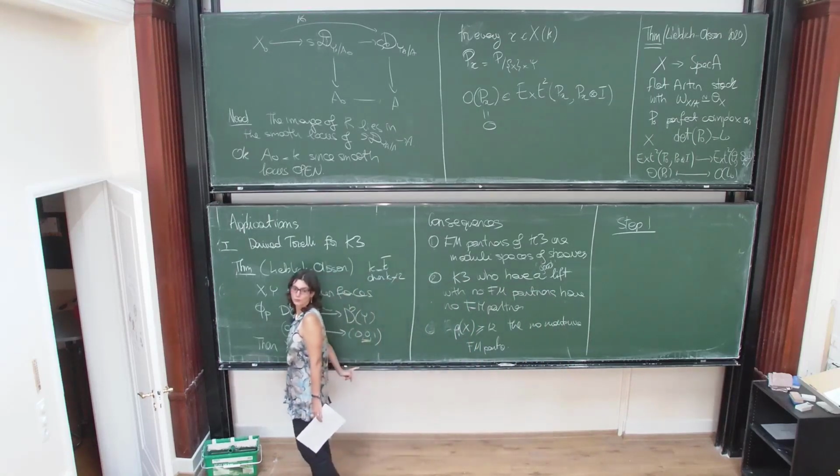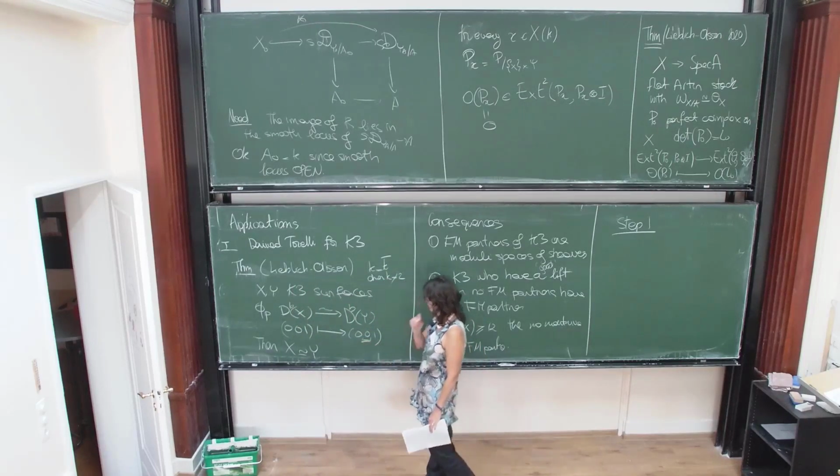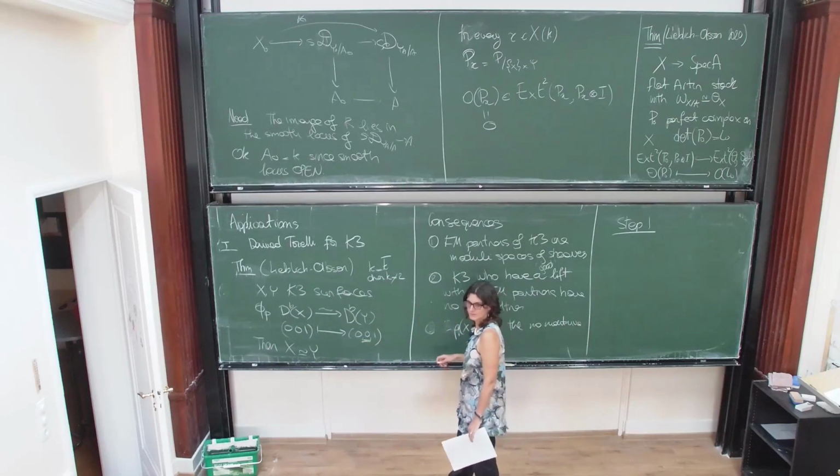It's due to Bridgeland and Maciocia. Oh, the specific version that specifies this particular vector. Yeah.